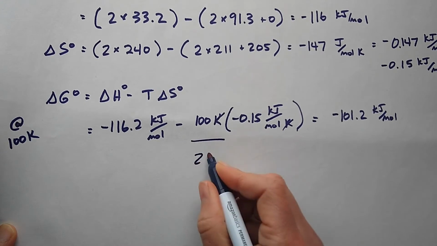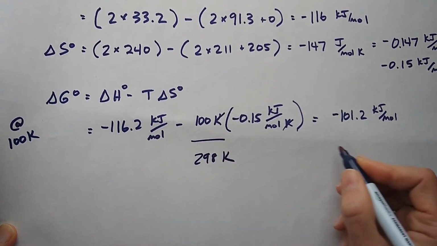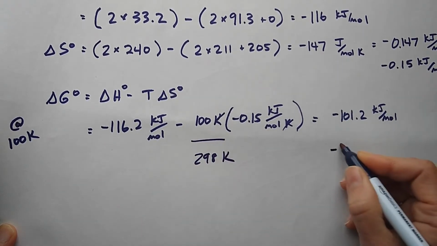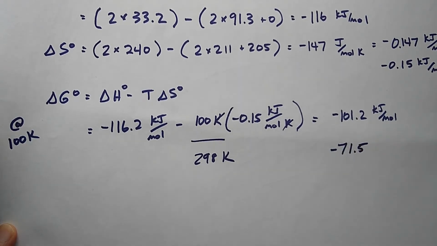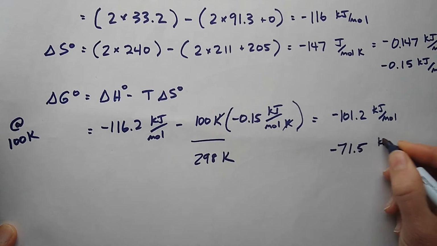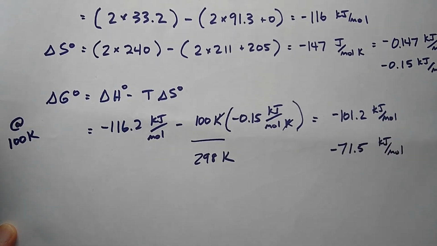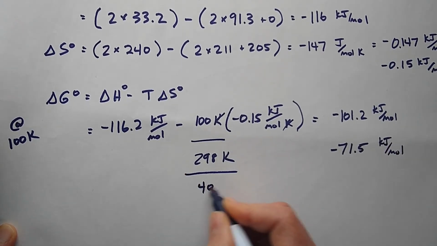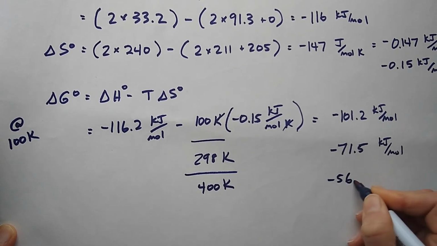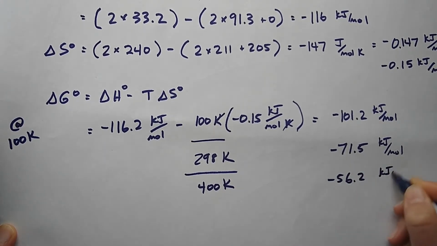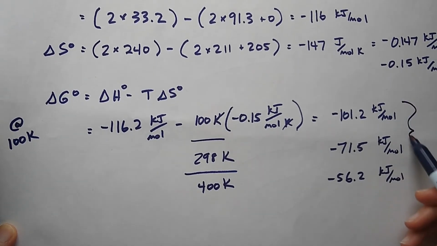So for 298 Kelvin, the value for the standard free energy change ends up being negative 71.5. And for 400, it ends up being minus 56.2 kilojoules per mole. So we can see all three of them are spontaneous.